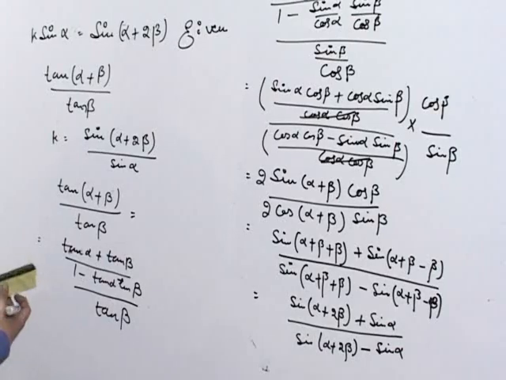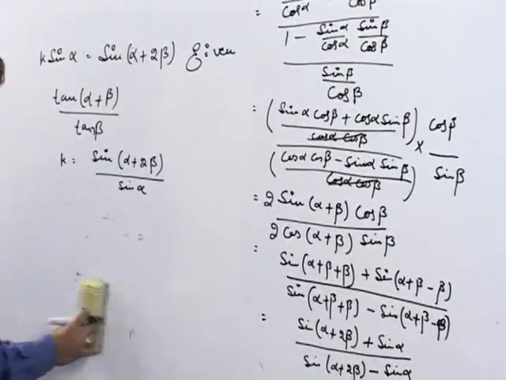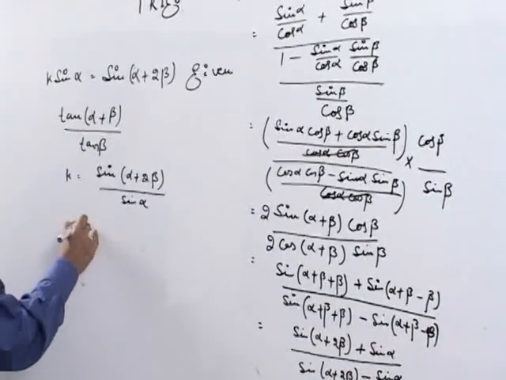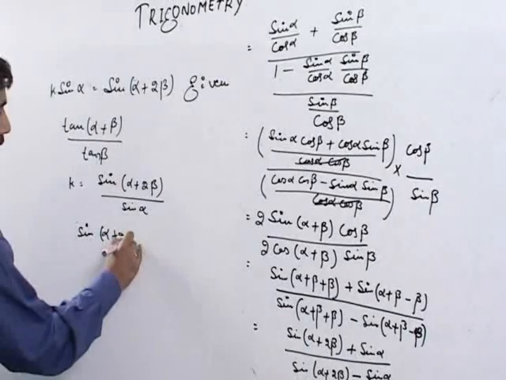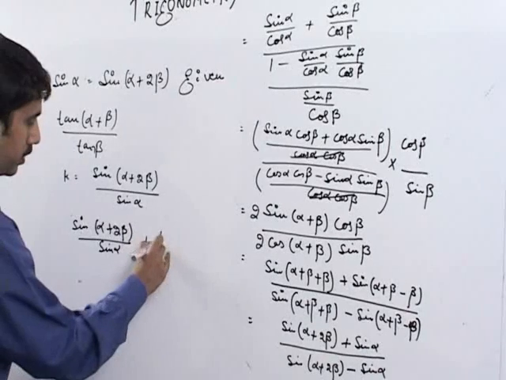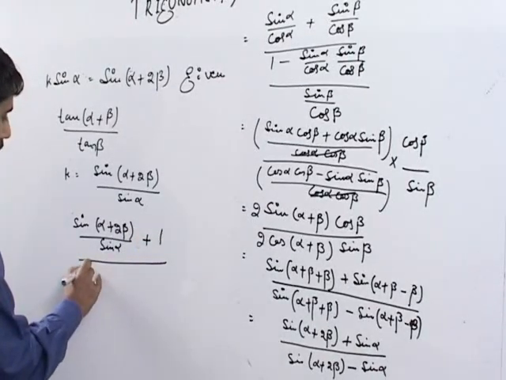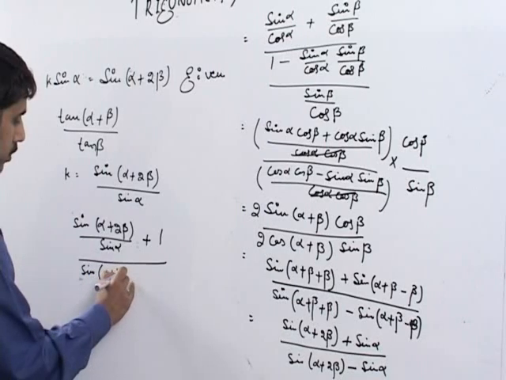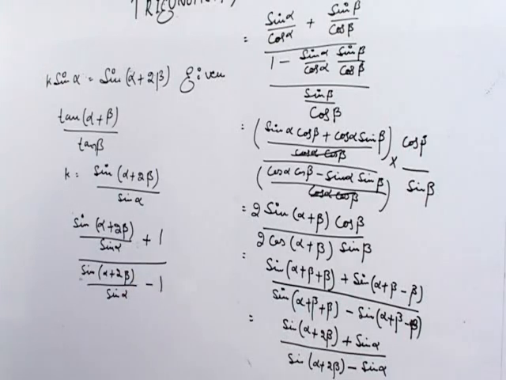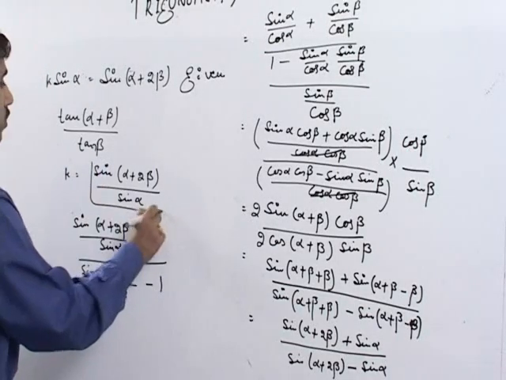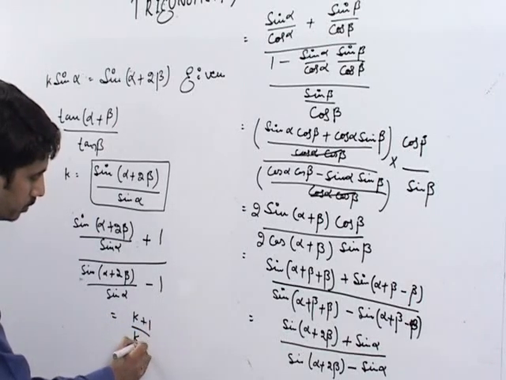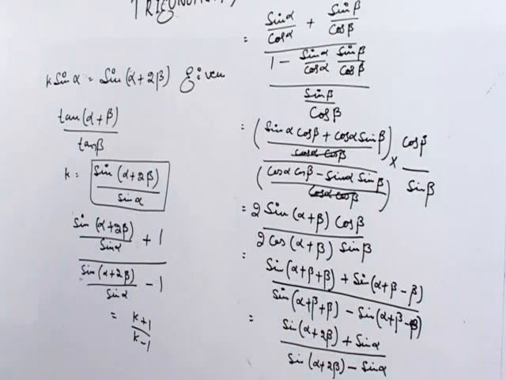Now when you divide this by sin alpha, in numerator and denominator you will get sin of alpha plus 2 beta over sin alpha plus 1 over sin of alpha plus 2 beta over sin alpha minus 1, and this ratio is equal to k, so you will get k plus 1 over k minus 1. This is the required answer.